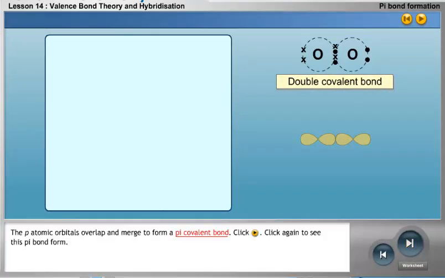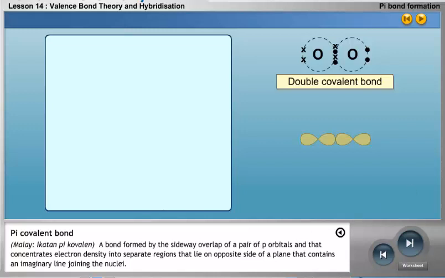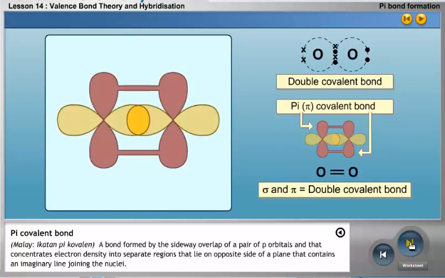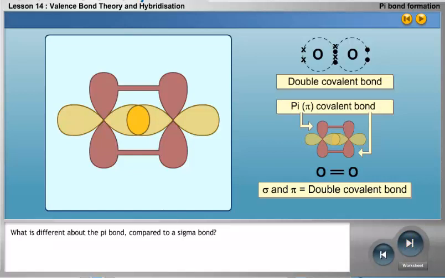The p atomic orbitals overlap and merge to form a pi covalent bond. Click the forward button. Click again to see this pi bond form. What is different about the pi bond compared to a sigma bond? Answer: half of the orbital is above the plane of the molecule and half of it is below. What does this difference mean for the pi bond orbital's electron charge? Answer: they have electron charge both above and below the plane of the molecule.